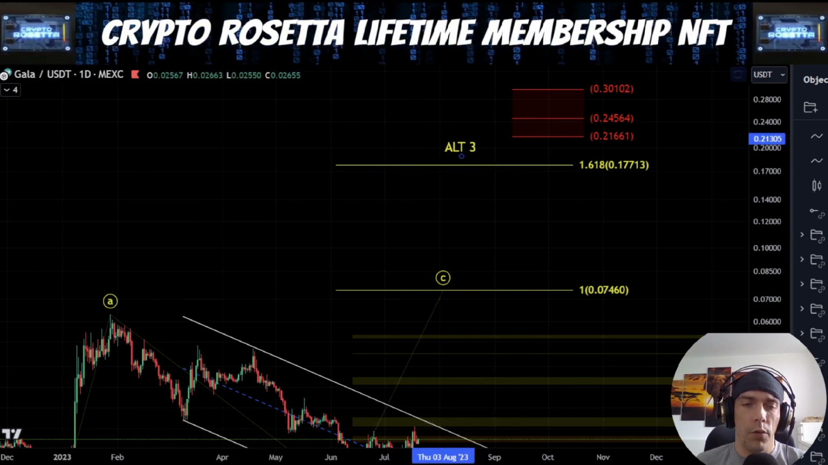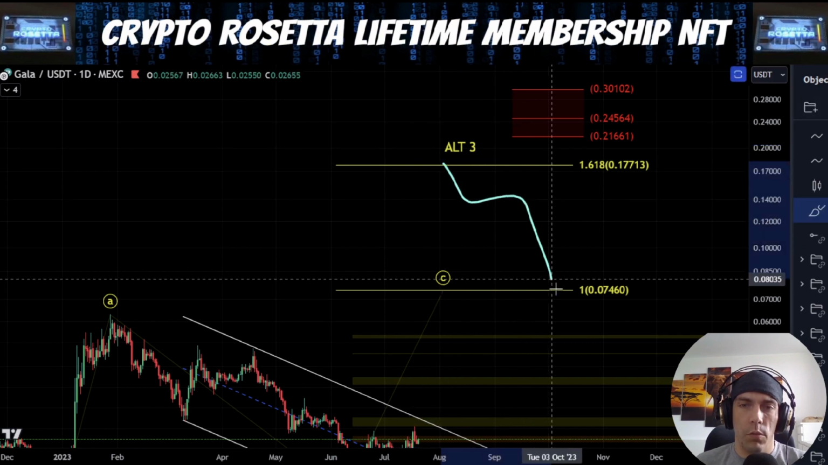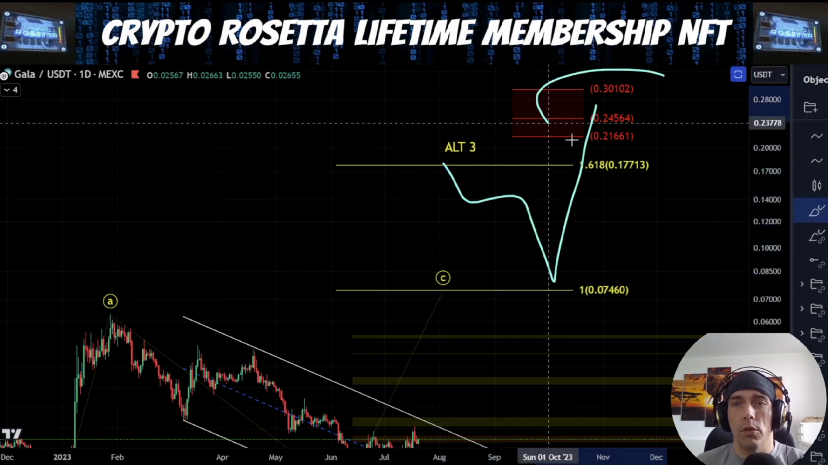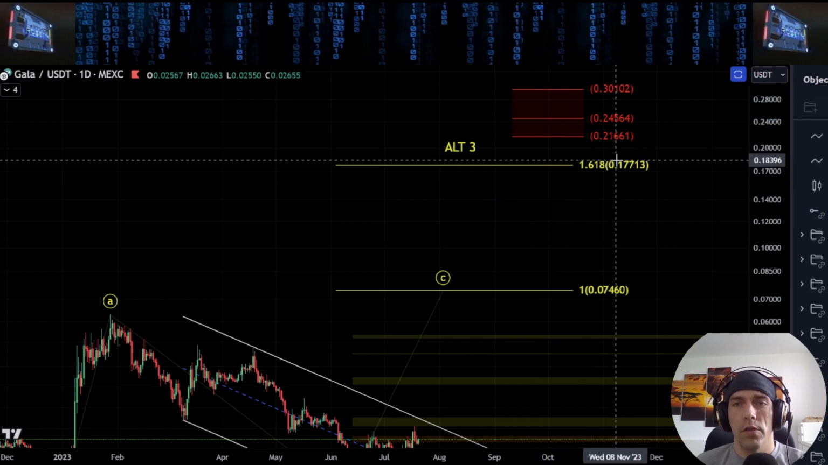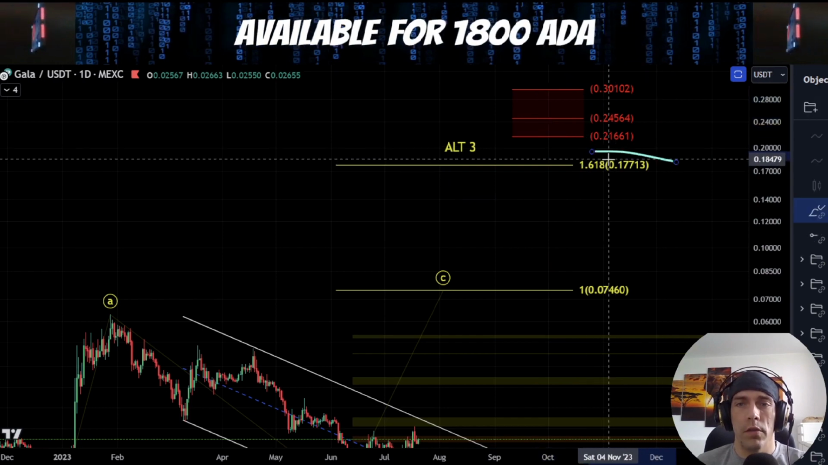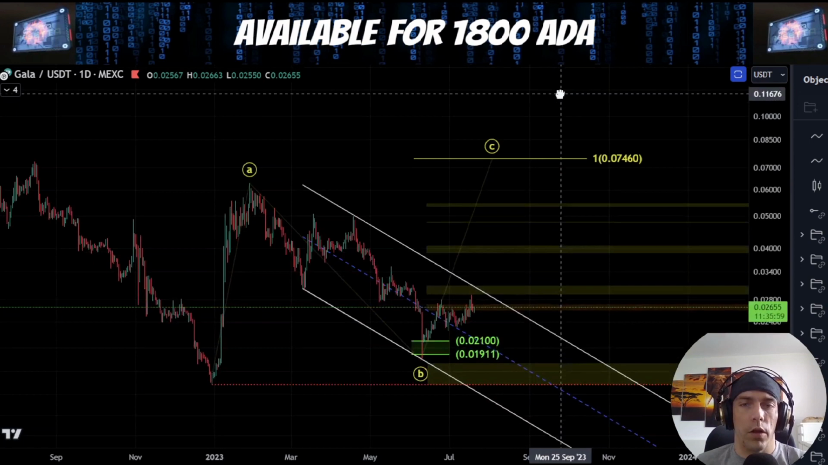If we did see a move up in this way, potentially what we could then see is a 4th and a 5th, which looks to push us up towards this 30 cents to this 21,661 as a possible target area for a 5th wave.